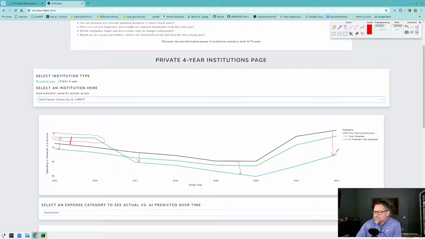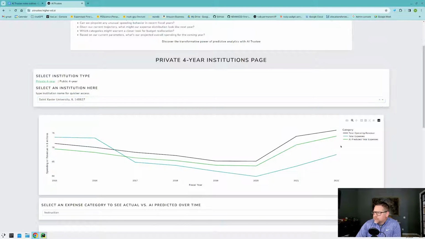All right. So, for example, in 2022, the most recent data we have here from IPEDS, their actual spending was, I'll highlight this so I can get it. Actual spending was 67 million. Predicted spending is 74 million. So they're spending quite a bit less than what the AI would expect they would spend given their revenue, because their revenue is 76 million.